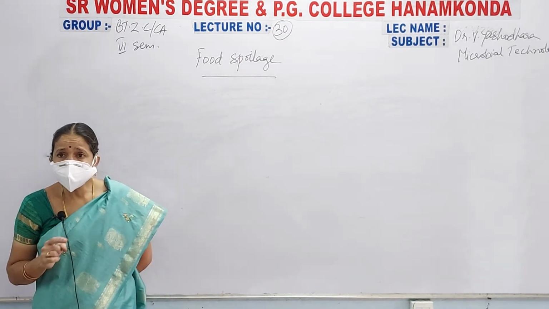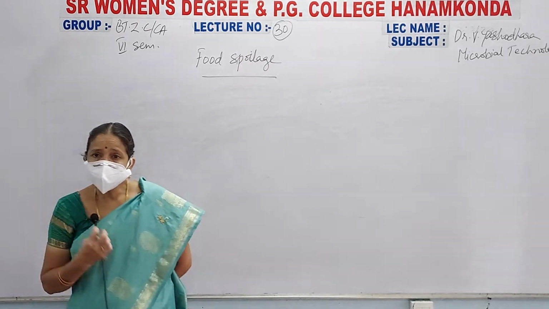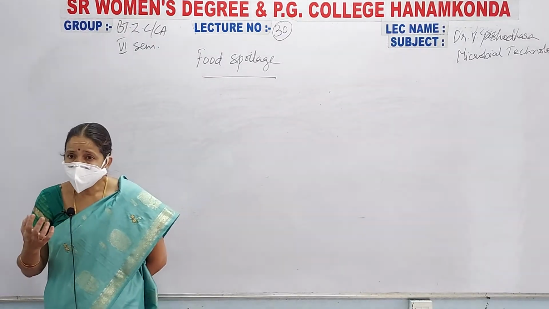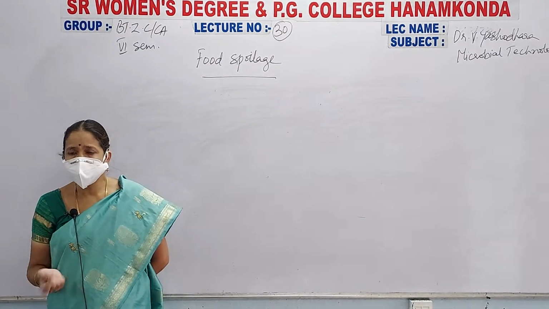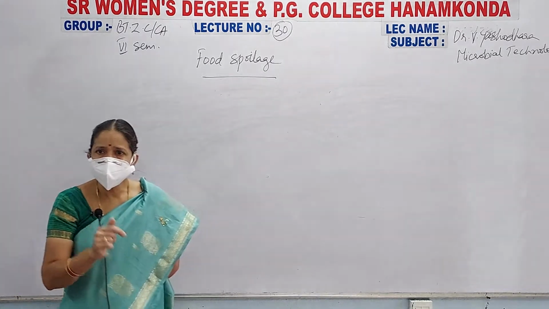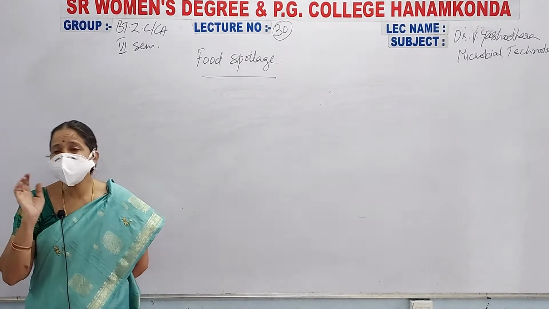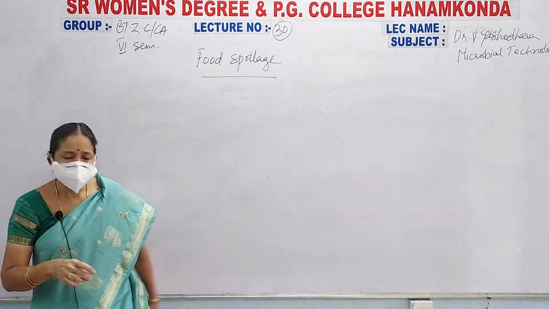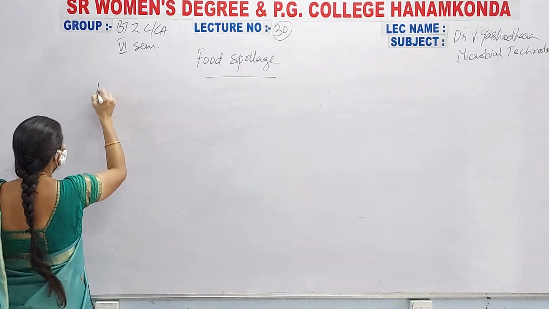But intrinsic factors are the factors that are present within the food, and those factors are causing the spoilage of food. Those factors are present within the food only. Now we will talk about the intrinsic factors.